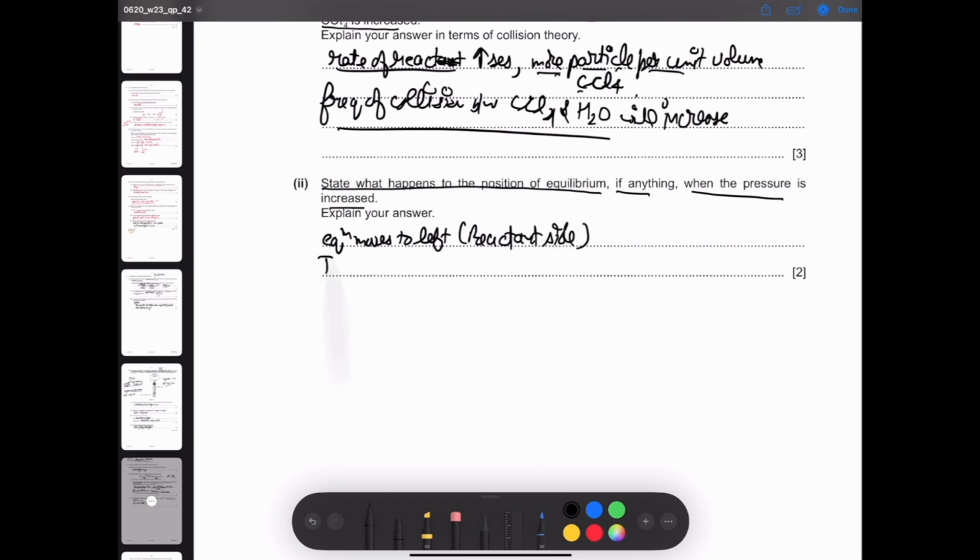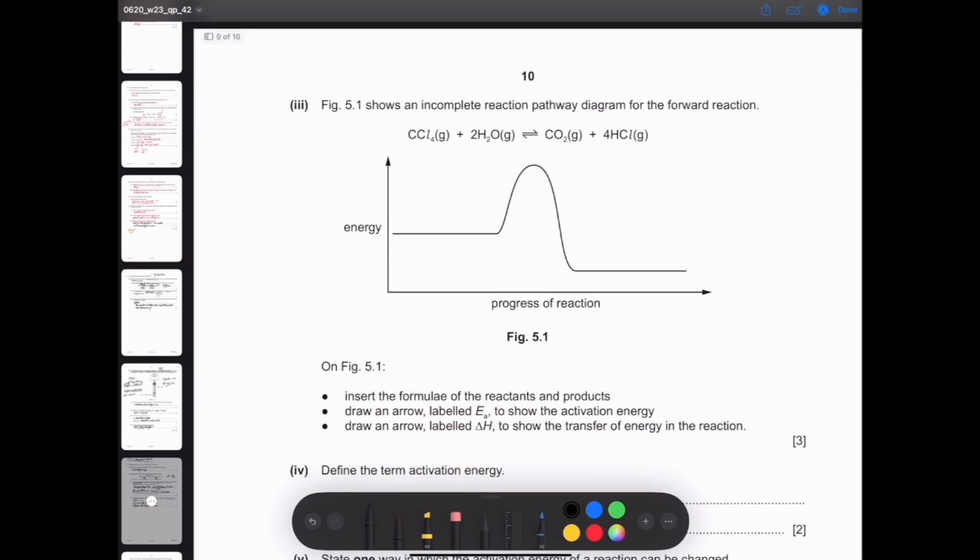Why? Because since you have increased the pressure, it favors the side with less gaseous molecules, which is towards the left. Next question.